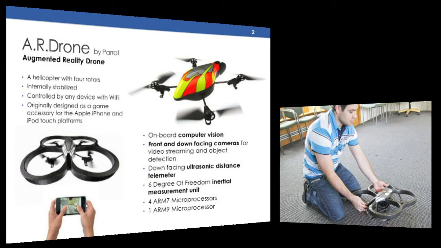So the first technology is the AR drone by Parrot. What this is basically is a helicopter with 4 rotors. It's a quadricopter. It has 4 little microprocessors in it, which allow it to be completely internally stabilized, which means if you take off, it will hover in air without needing any control input. It also has front and down-facing cameras, which will be important further on.